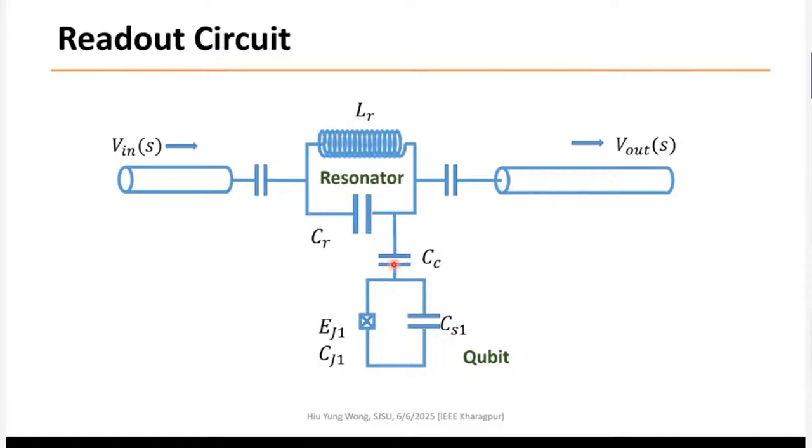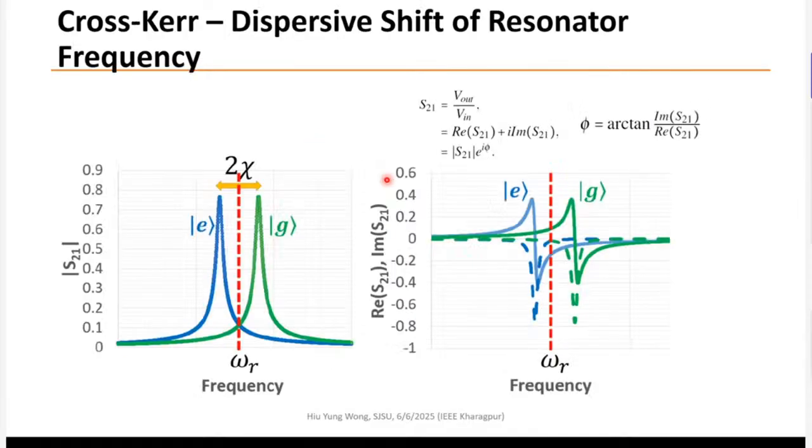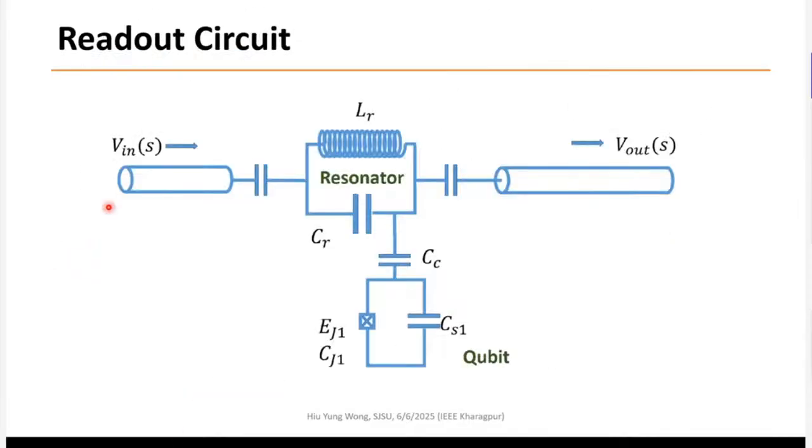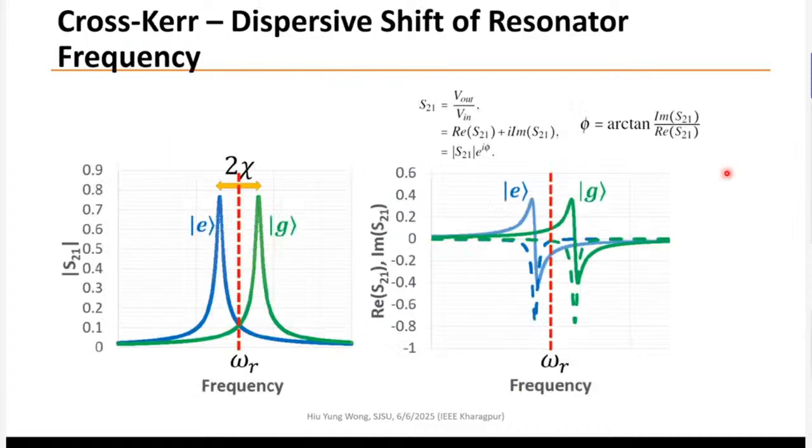Now, if you couple the qubit to the resonator, there's something called cross-Kerr. The qubit state, whether it's 0 or 1, is going to change the resonant frequency of the resonator. And that is how you detect the state of the qubit. For example, here I plot the transmission S21, which means from here to here. As I said earlier, if you are not at the resonant frequency, you have a very small S21. When you are at the resonant frequency, you get a peak.